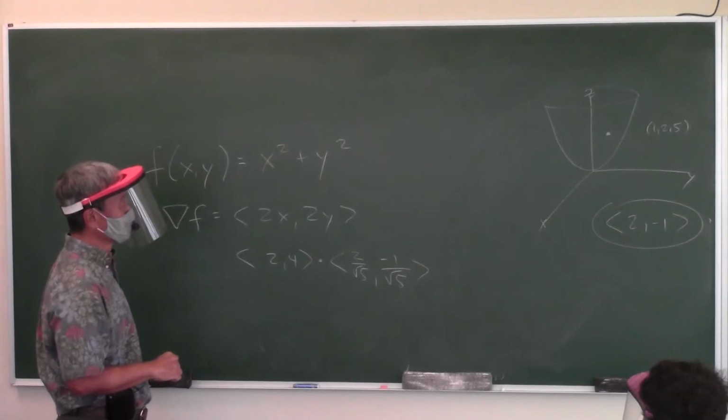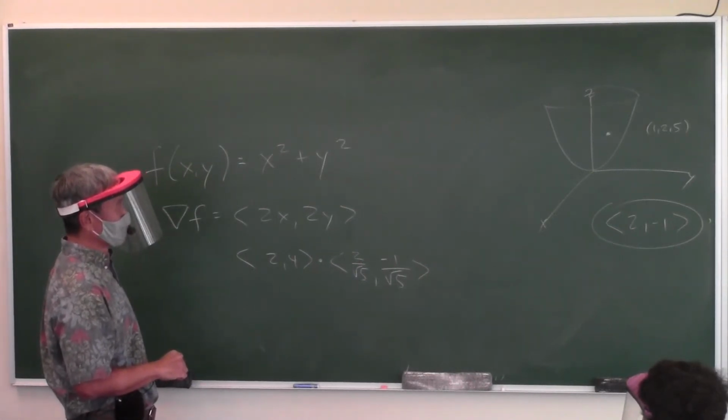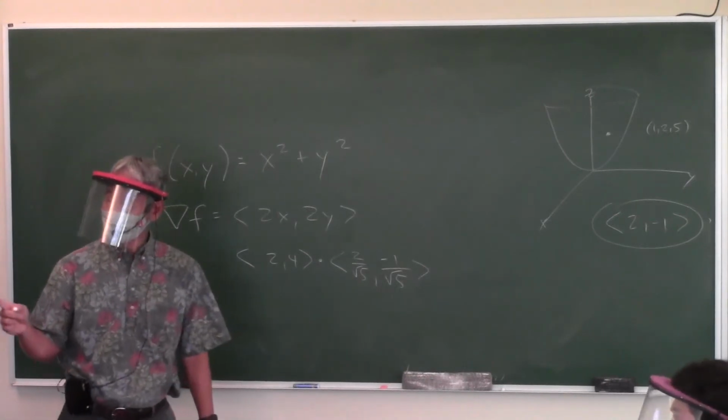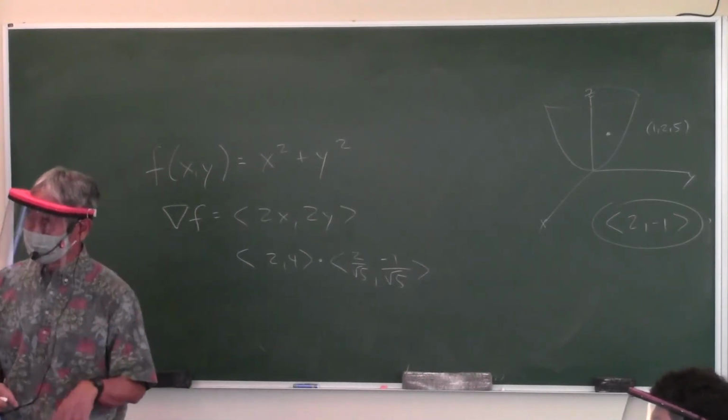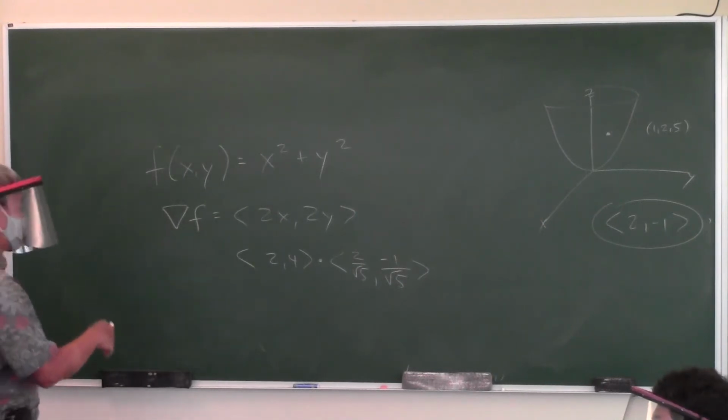How come the vector has no z component, but the point has? Oh, well, that's the next thing we're going to talk about. Just wait till the next problem, okay?